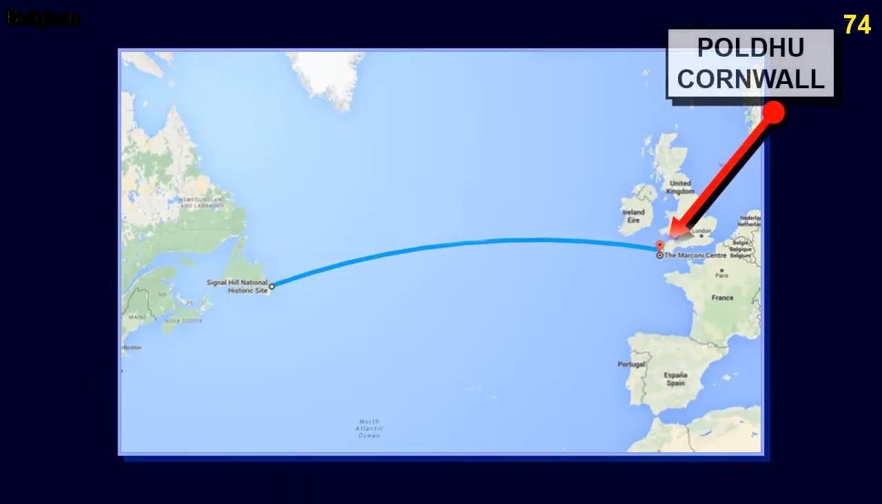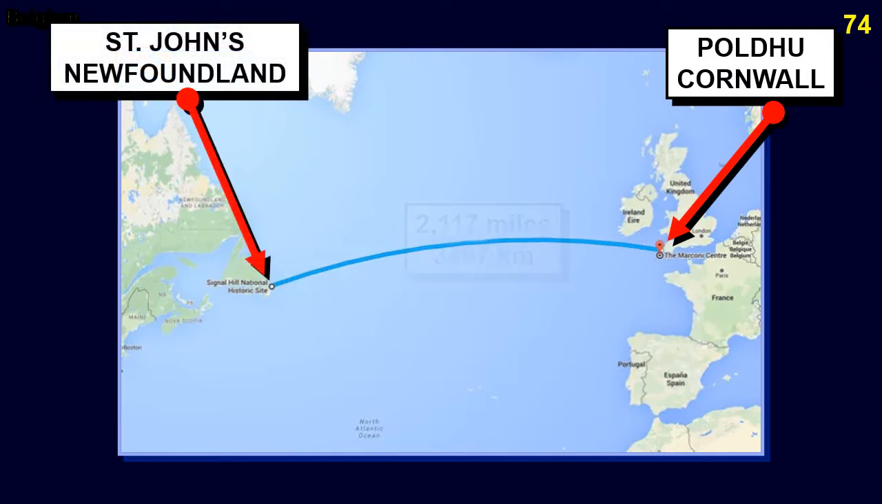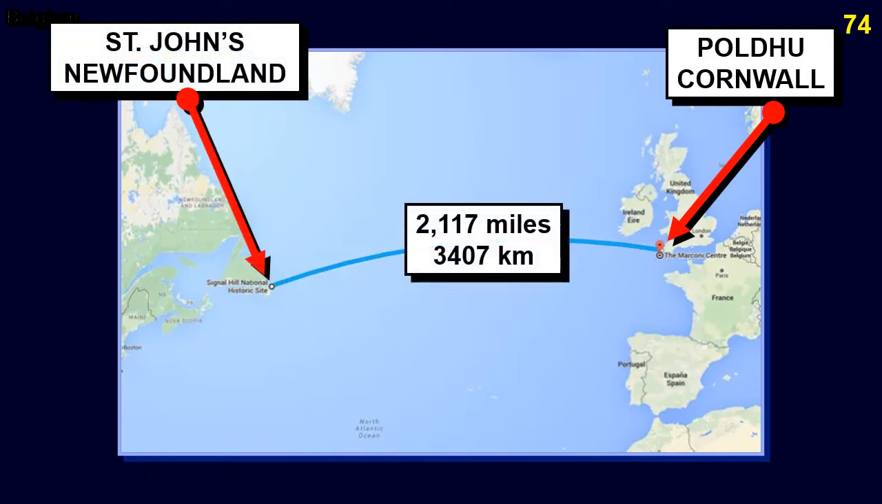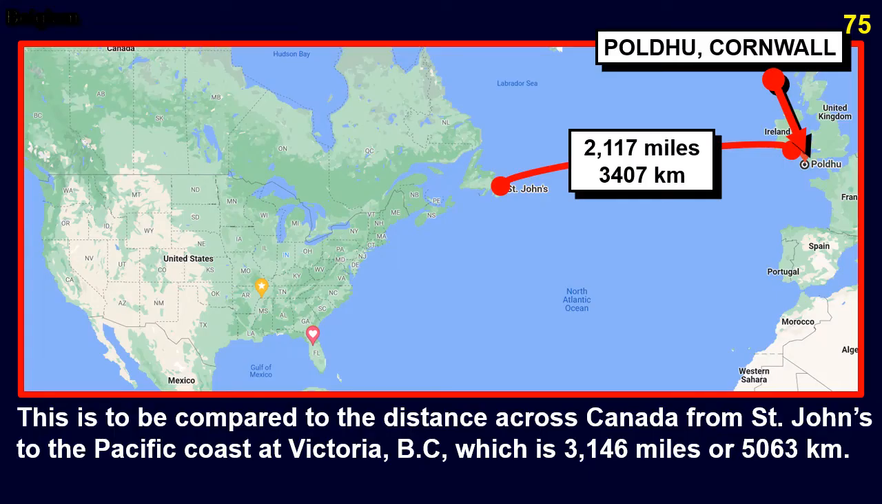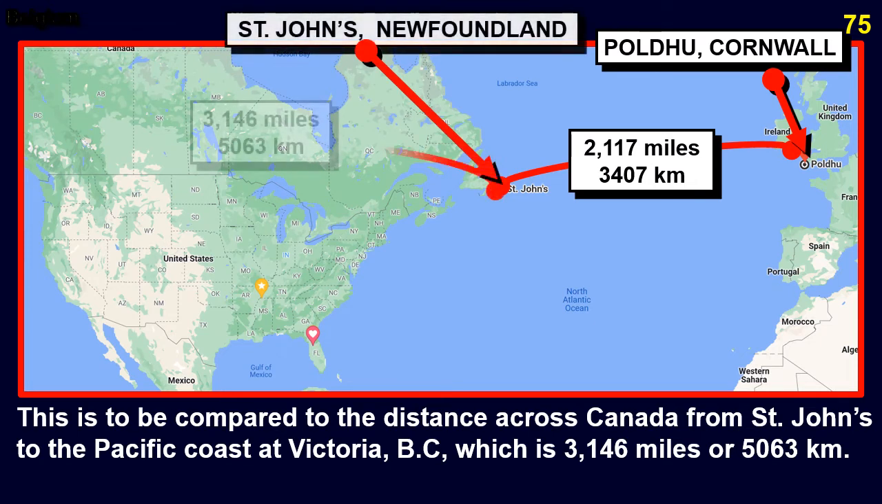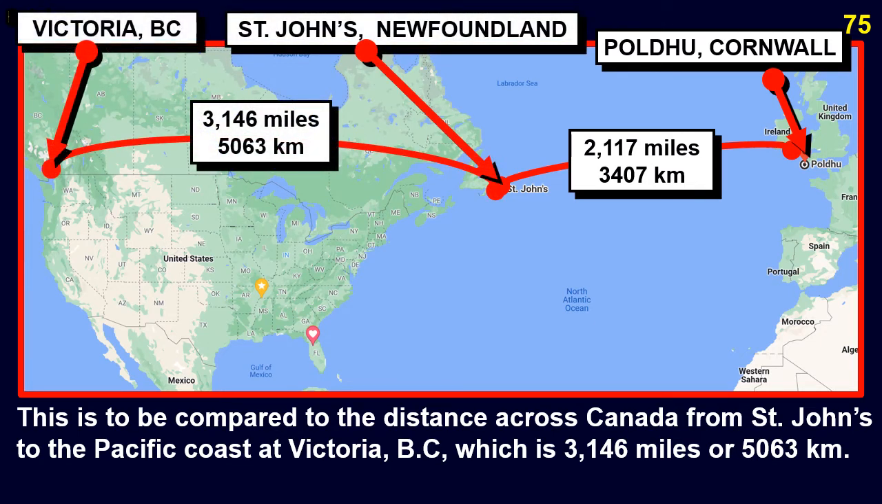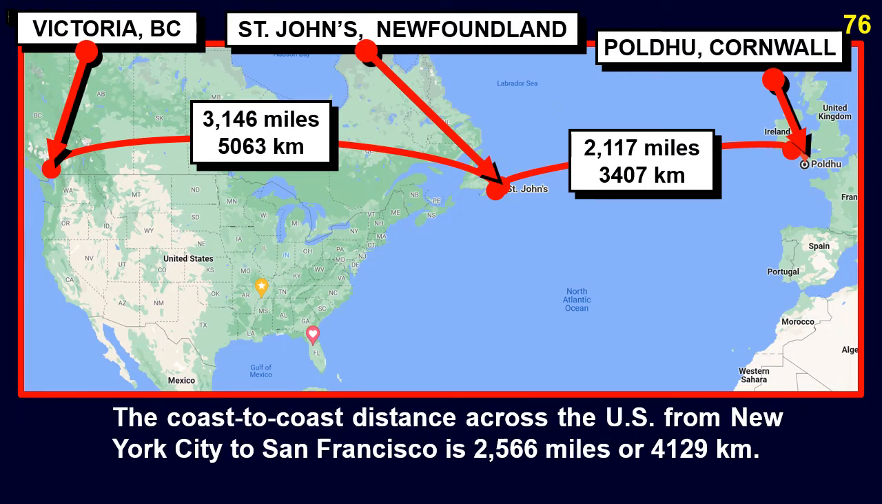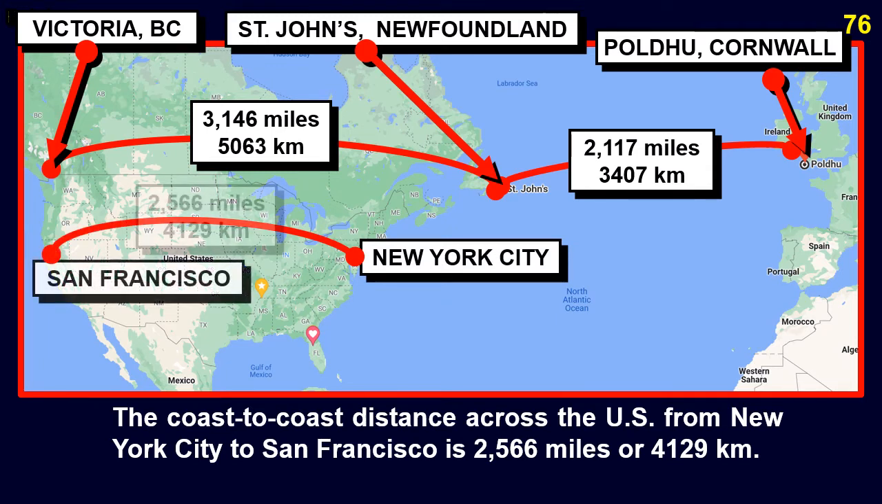The distance between St. John's, Newfoundland, and Poldhu in Cornwall, England is only 2,117 miles, or 3,407 kilometers. This is to be compared to the distance across Canada from St. John's to the Pacific coast at Victoria, BC, which is 3,146 miles or 5,063 kilometers. The coast-to-coast distance across the U.S. from New York City to San Francisco is 2,566 miles or 4,129 kilometers.